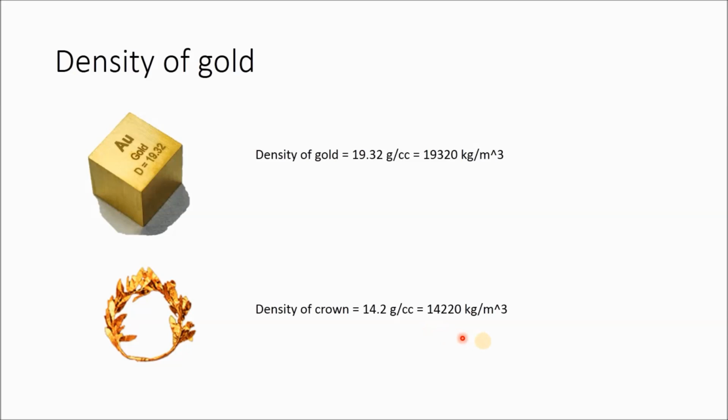By this he easily showed the density difference between the gold crown and the pure gold. It is totally different: it is 19,320 but it is 14,220, which easily indicates that he added some impurities and took some gold.